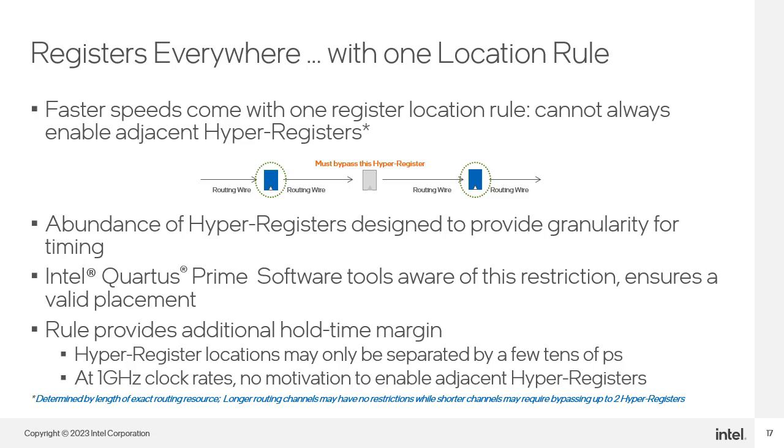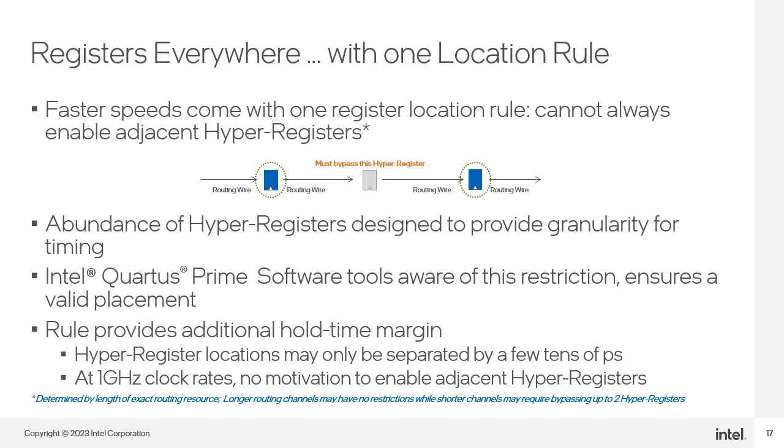To understand this, you must first consider why there are so many hyperregisters in the first place. The point is not so a user can enable all of them at once. The point is so the compiler has lots of options for placing a pipeline register. So the compiler can really choose the ideal location for that register with respect to timing. And since the Quartus compiler is aware of this location placement restriction, it will ensure adjacent hyperregisters are never enabled. So if you are a user, you don't have to worry about this rule at all.